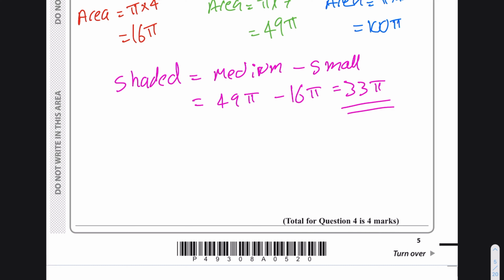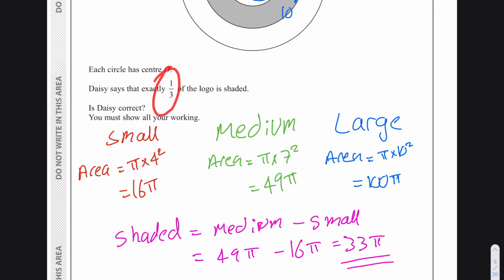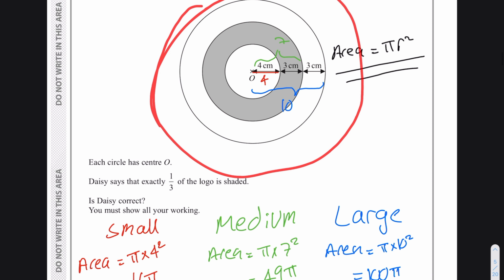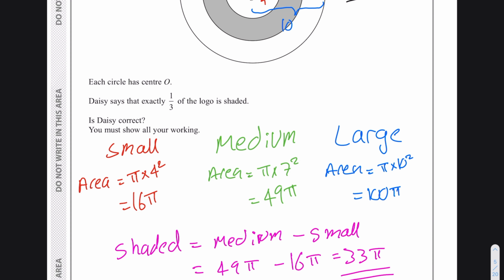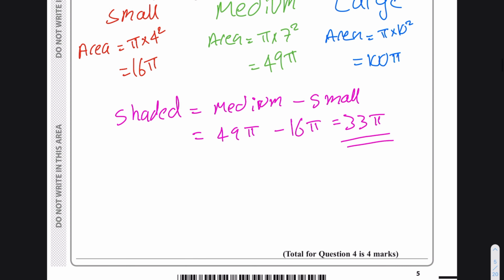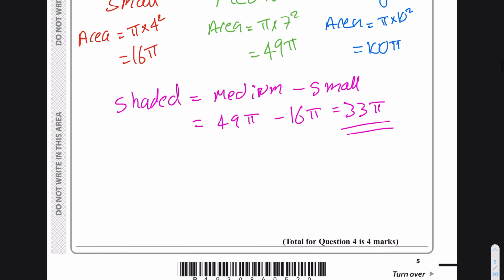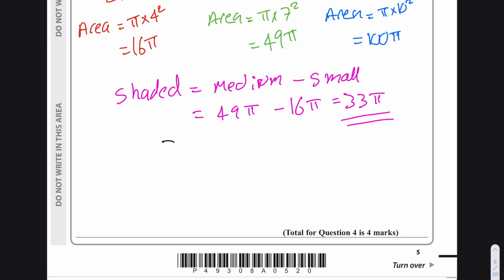Now let's look back at the question. The question is asking, is a third of the logo shaded? Well, let's look at it like this. The total area of the whole shape is the bigger circle, basically. So that's 100 pi. And we know the shaded region has an area of 33 pi. So as a fraction over the total area, 33 pi divided by 100 pi is the fraction of which the whole circle is shaded. Now, these pi's can cancel out, leaving us with 33 divided by 100. And that is the portion of the shape that is shaded.